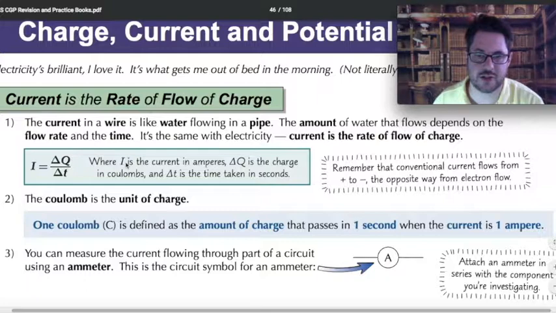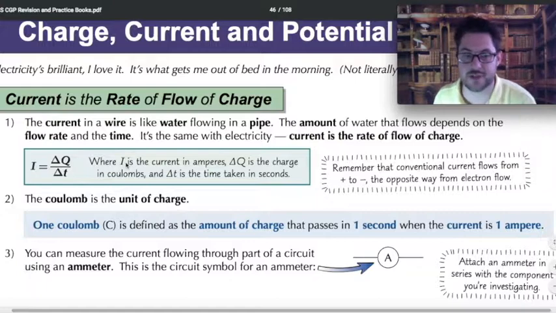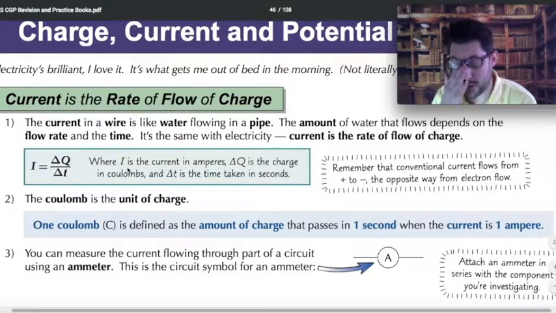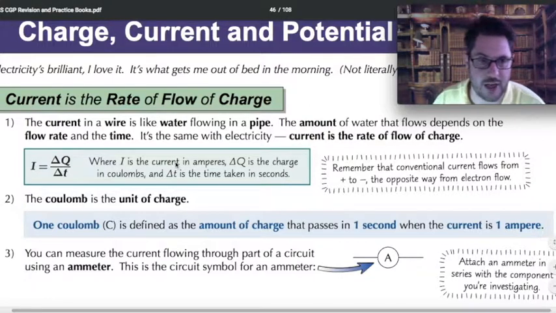In an electric circuit in metals, charge carriers are electrons, but we use the idea that charge goes from positive to negative, when in reality it goes from negative to positive. But nevertheless, current is the flow of electrons, and electrons carry the charge, and that's what we refer to as electricity. So we need to remember the formula I equals delta Q over delta T.